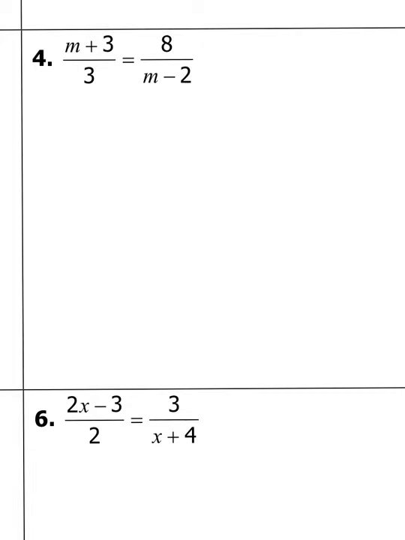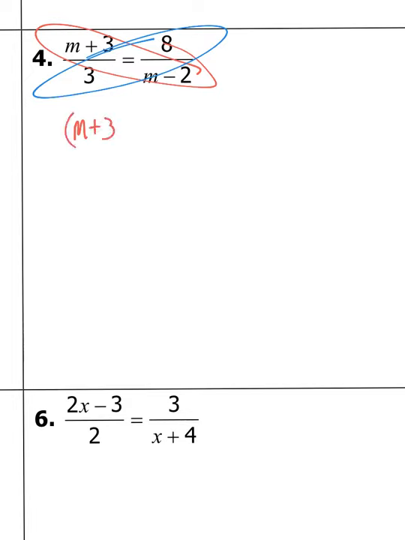All right, today we are picking up with what we did yesterday. You were just solving these problems. It's a fraction with an equal sign in between, so we're going to cross multiply. And I have (m plus 3) times (m minus 2) equals 3 times 8, which is 24.